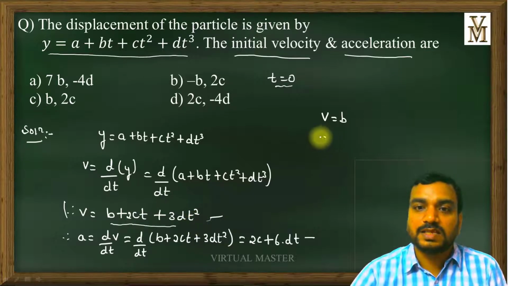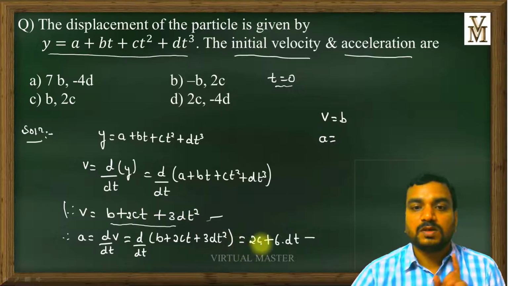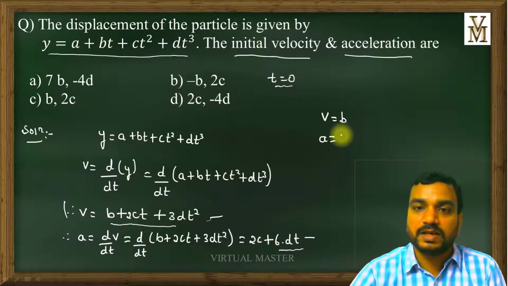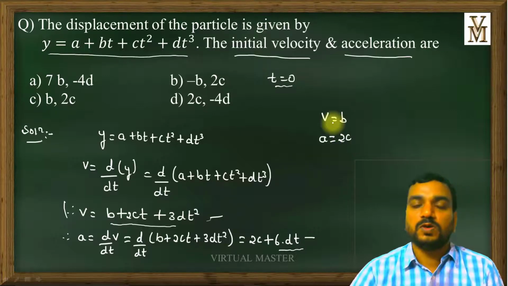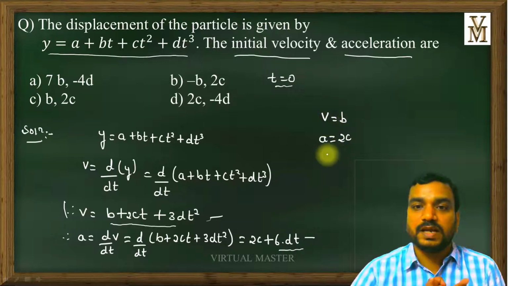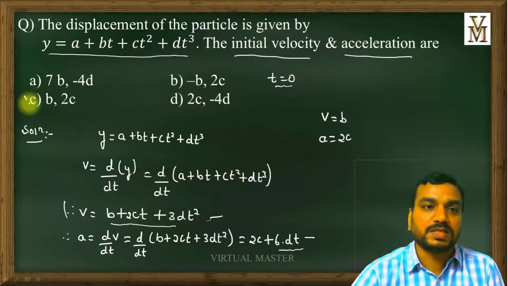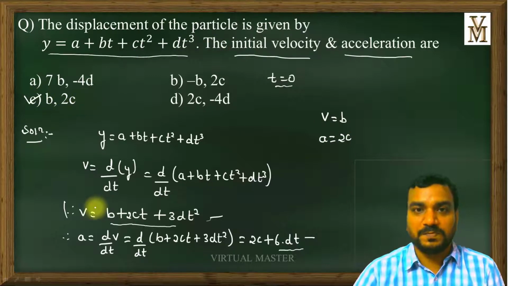And acceleration a will be equals to, now let us substitute t equals to 0 in this equation. If I substitute t equals to 0, this term 6dt will become 0. So only 2c will be left. So I can write a equals to 2c. So initial velocity is b and initial acceleration is 2c. So the correct answer is option C, b comma 2c.